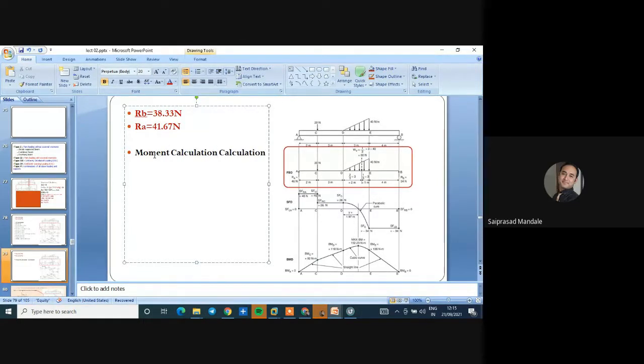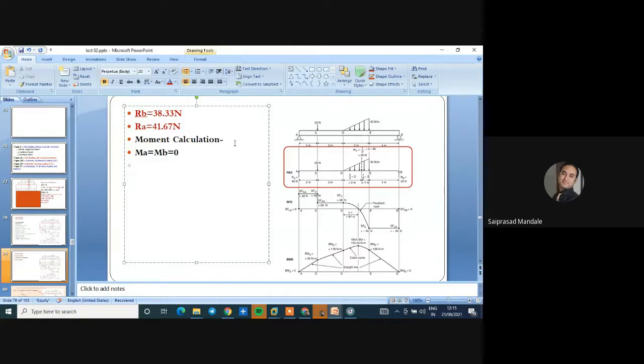Moment calculation. Who will help me with this? I will help you with this. Moment at A is equal to moment at B is equal to how much? 0. Very good, perfectly correct.